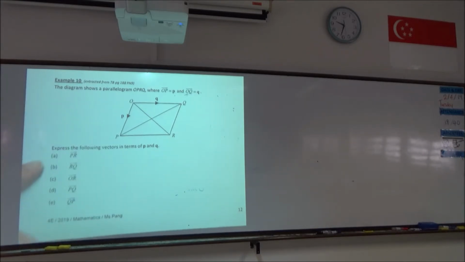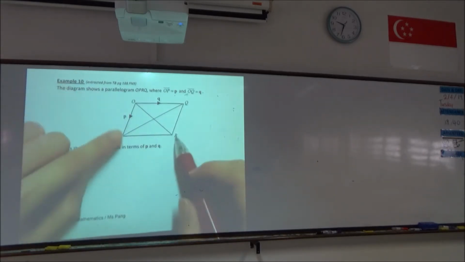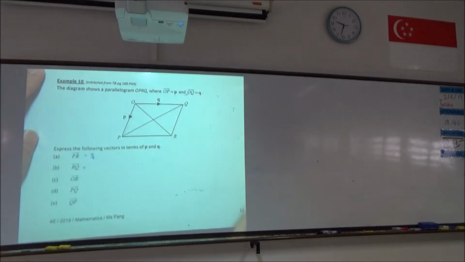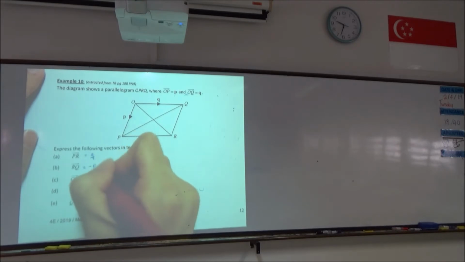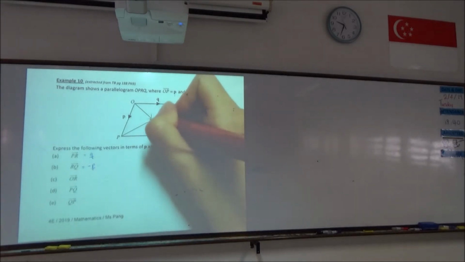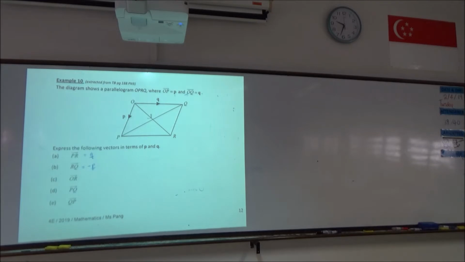We want to express these 5 vectors over here in terms of P and Q, P and/or Q. Okay, so PR itself, what would the vector actually be? Q, right? What about RQ? RQ is equivalent to what? It will be negative P. What about OR? OR is this one here. What will OR be? Q plus P. Okay?